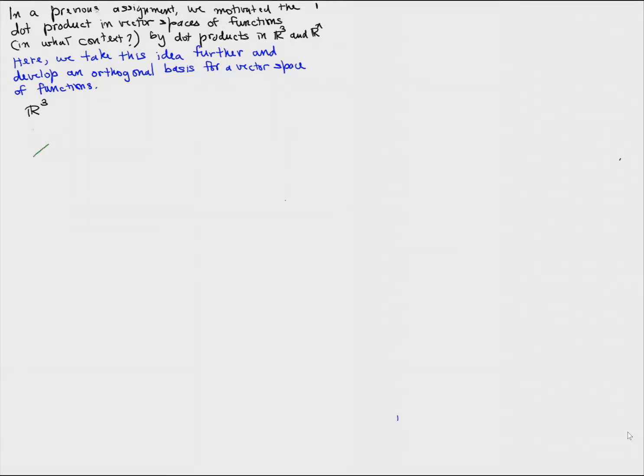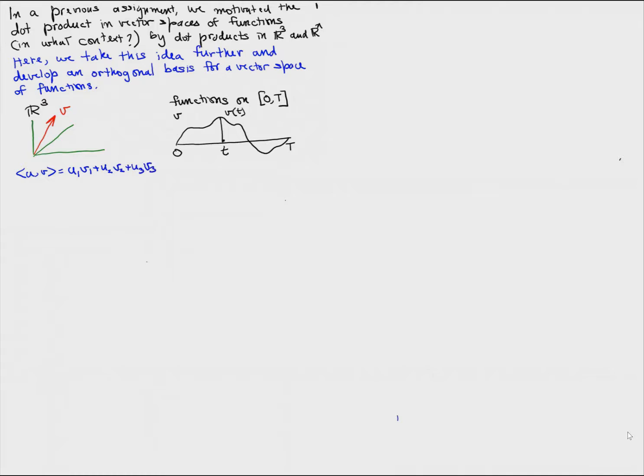So in three-dimensional space, let's say we have a vector v, and in function space, let's say we have functions in the interval 0 to T. A vector v is a function like this. The dot product in three-dimensional space of two vectors is u1 v1 plus u2 v2 plus u3 v3. The analogous dot product of function spaces is the integral of the product of the functions.